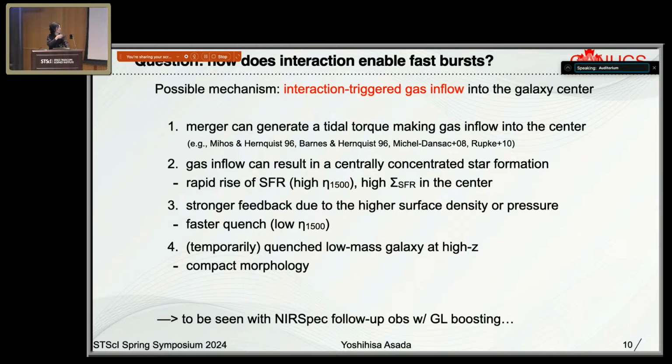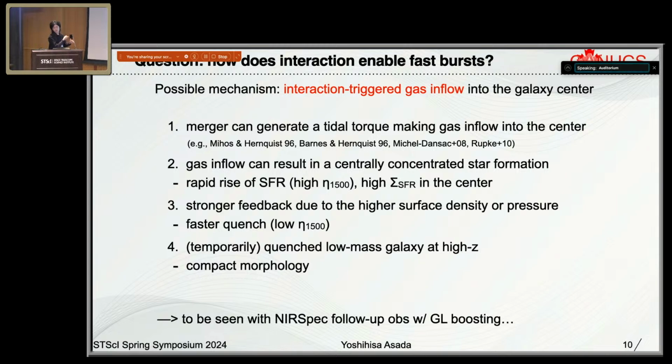So we have to ask ourselves: we know that the star formation activity can be more bursty under galaxy-galaxy interaction, but what is the fundamental physics underlying that process? We haven't reached a conclusion here yet, so any suggestions or objections or ideas are very, very welcome. But one of the possible mechanisms we have come up with so far is that the interaction triggers gas inflow into the center of the galaxy.